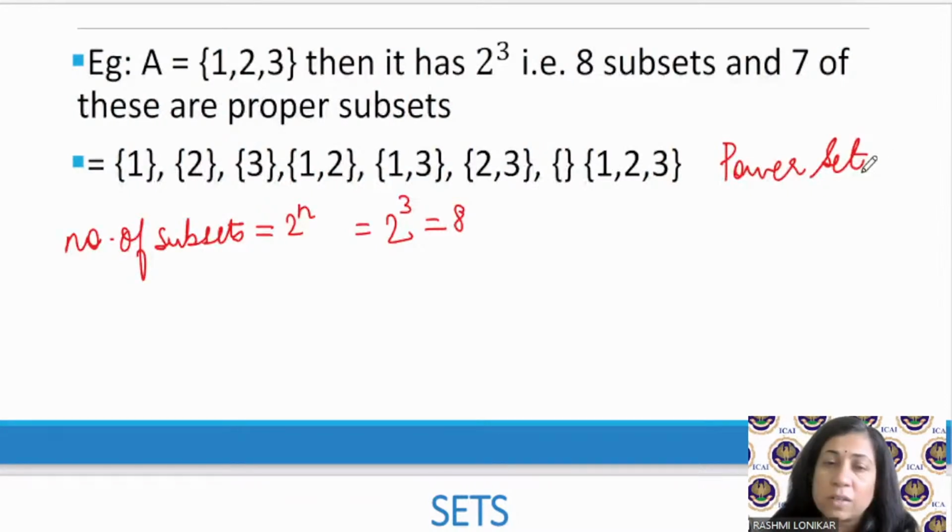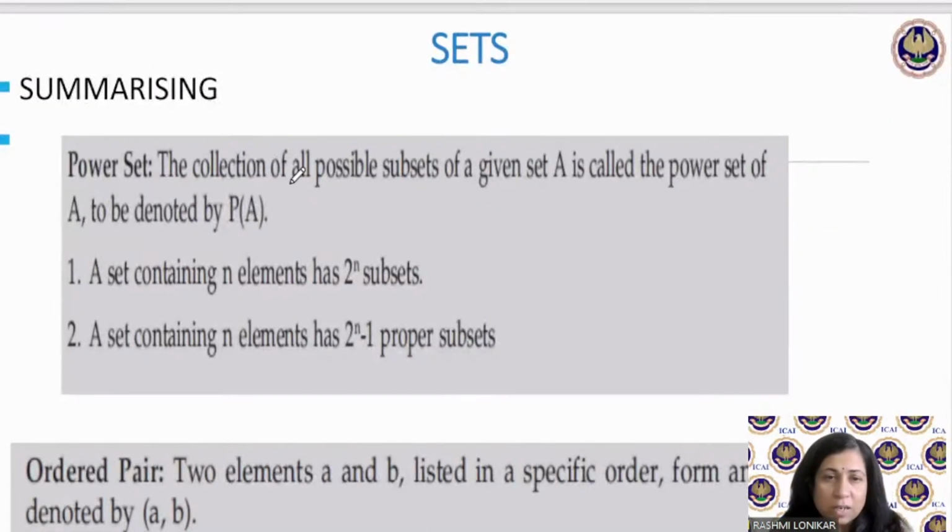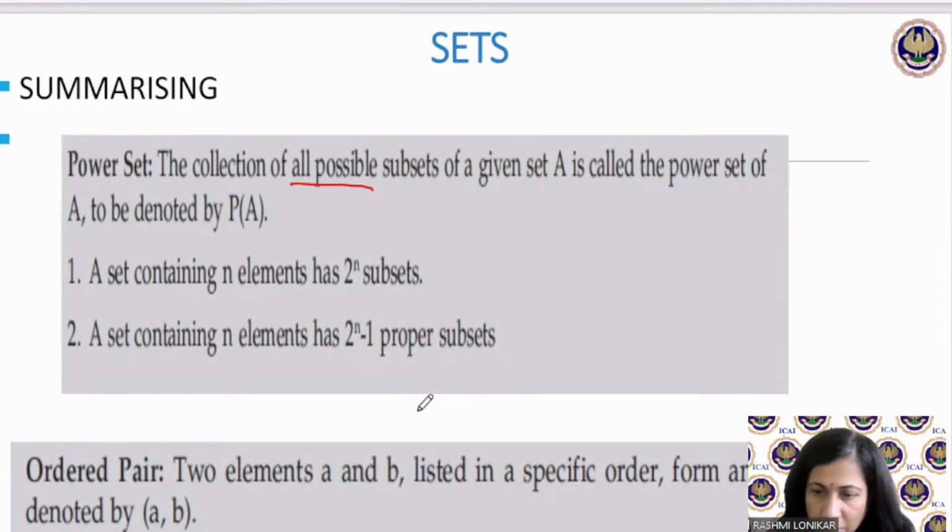Okay, this is called the power set. A power set is a set containing all the sets that can be formed from the given set. So what is a power set? It is a set of all the sets which can be formed using the given set. A collection of all possible subsets of a given set is called a power set. A set containing n elements has 2 raised to n subsets. A set containing n elements has 2 raised to n minus 1 proper subsets.